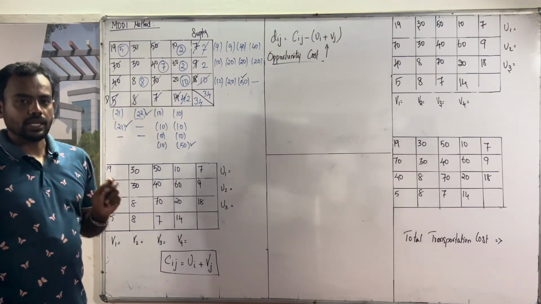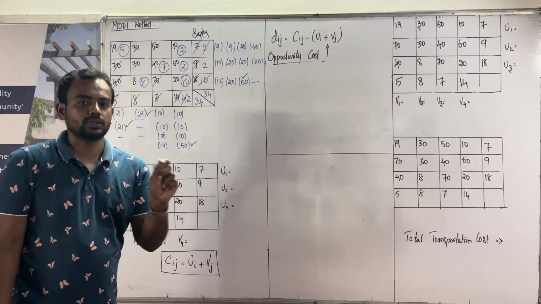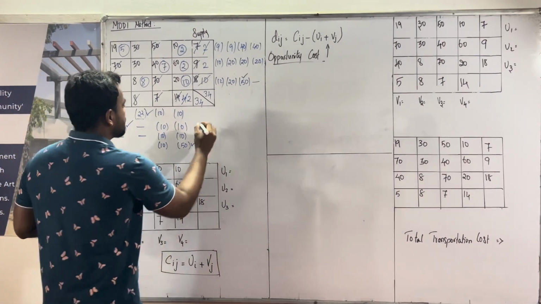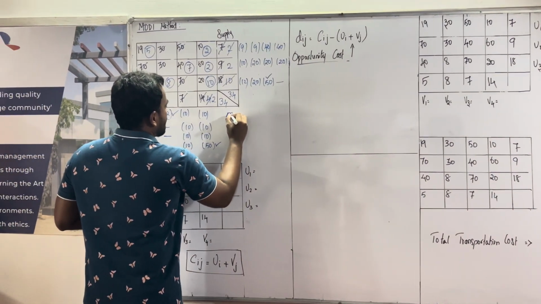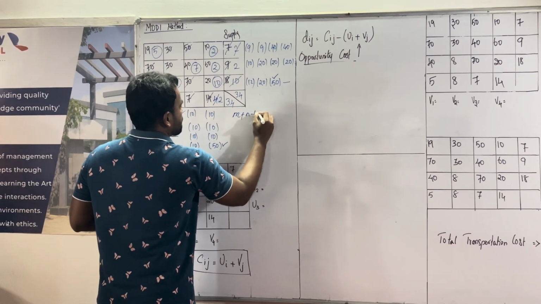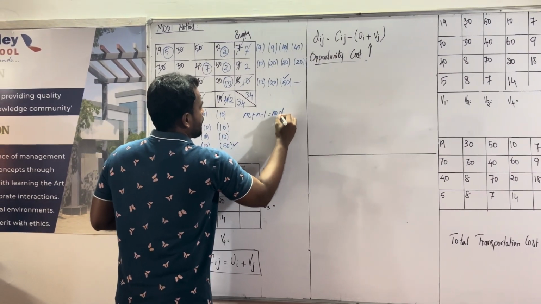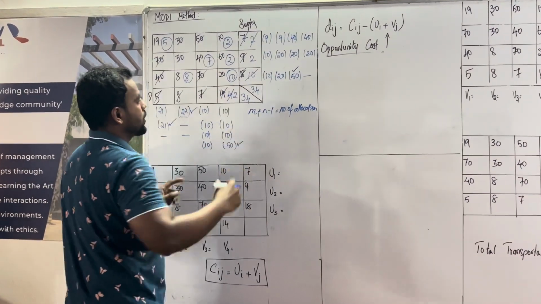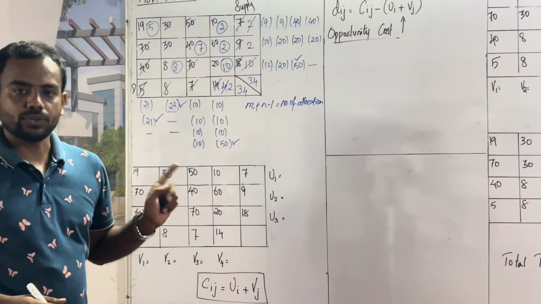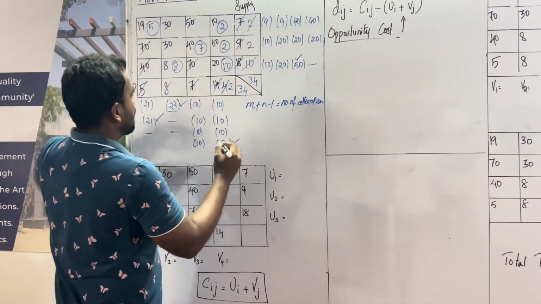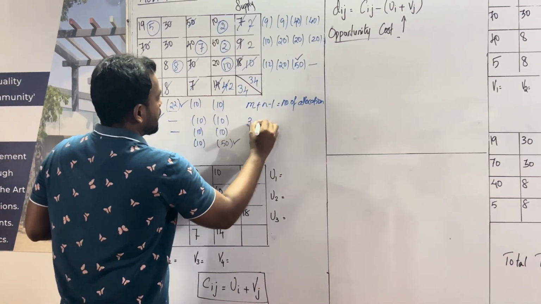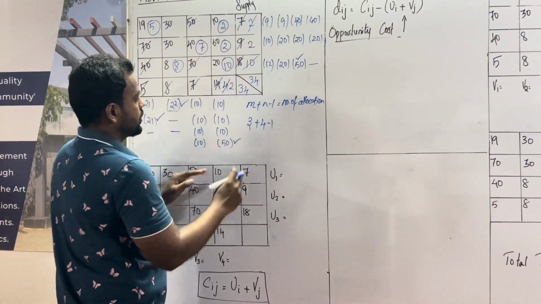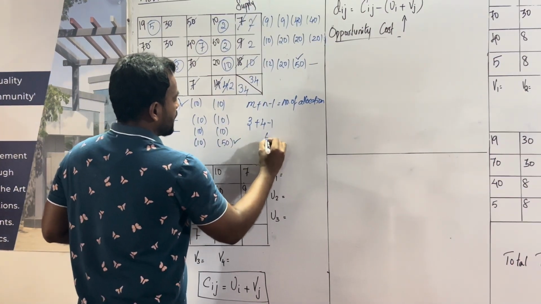So now we have done the allocation, and we need to first check whether the solution is non-degenerated or not. Okay. So how we are going to check is m plus n minus 1, which is equals to number of allocation. So what is m? M is number of row and n is number of column. So the total number of row is 3 plus total number of column is 4 minus 1.